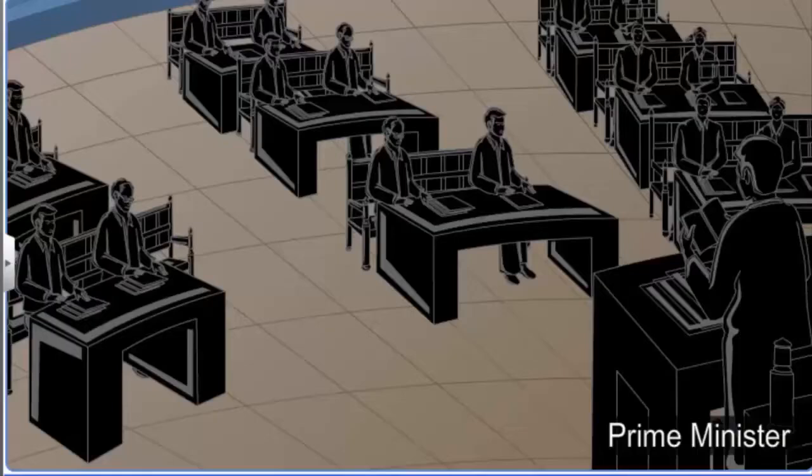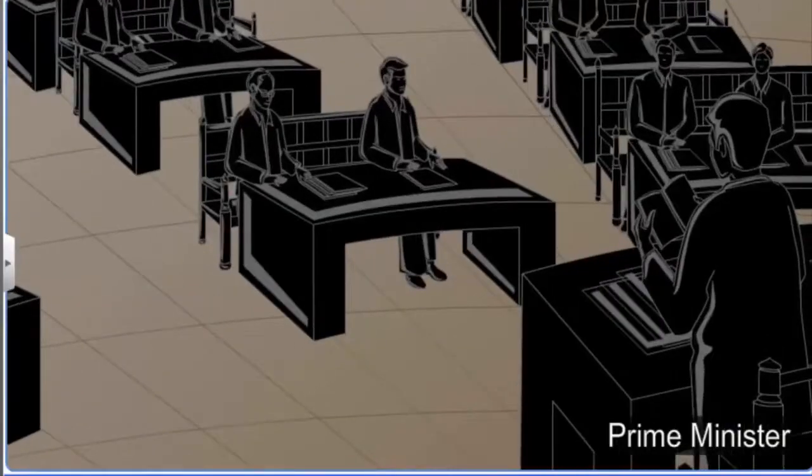The Prime Minister has several powers as the head of the government. He chairs cabinet meetings and assigns work to the other ministers. He also has the power to dismiss ministers. If the Prime Minister resigns, the entire ministry is supposed to have resigned.